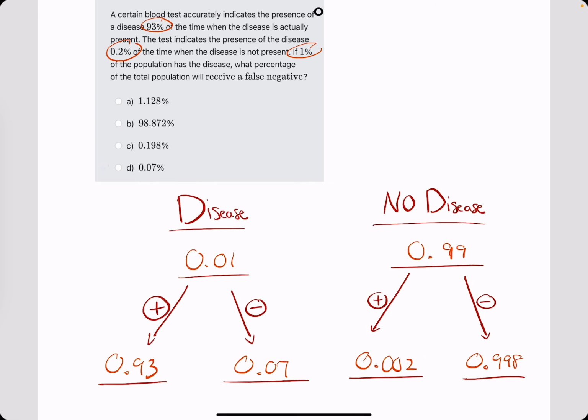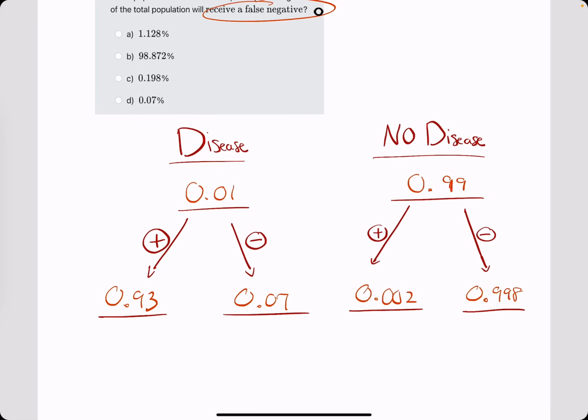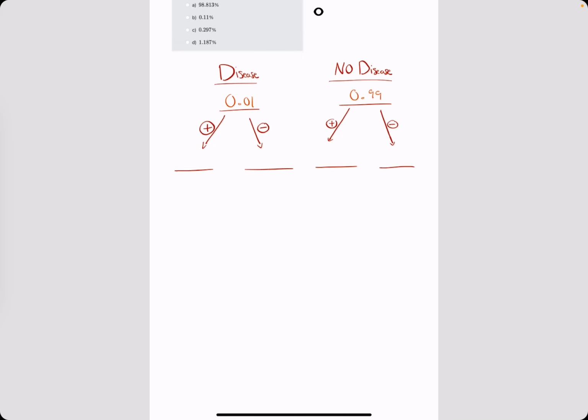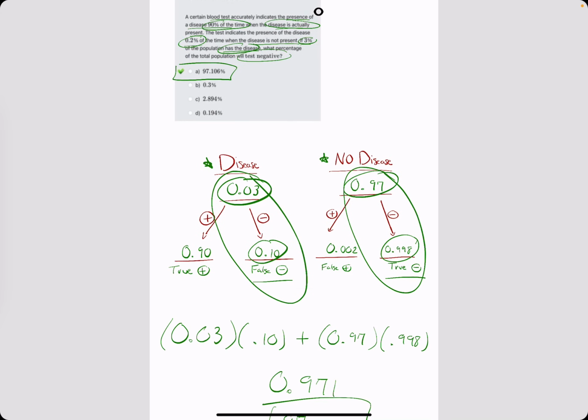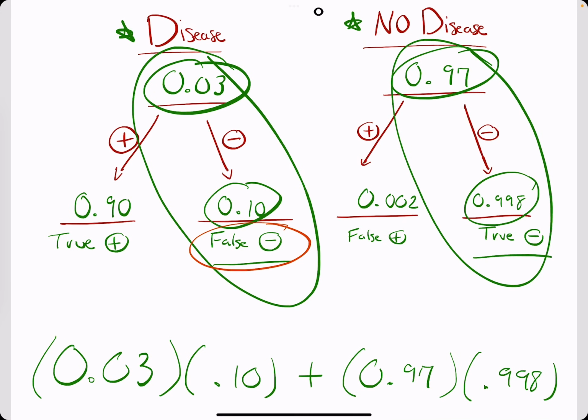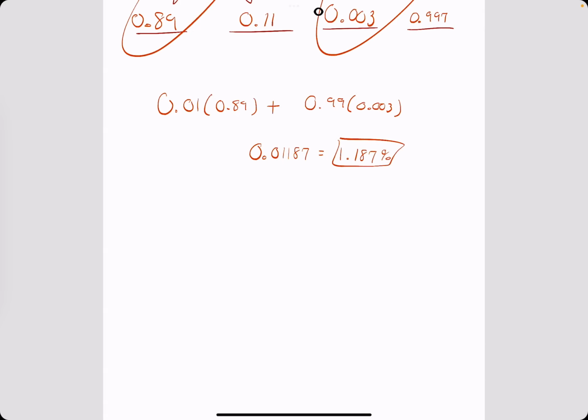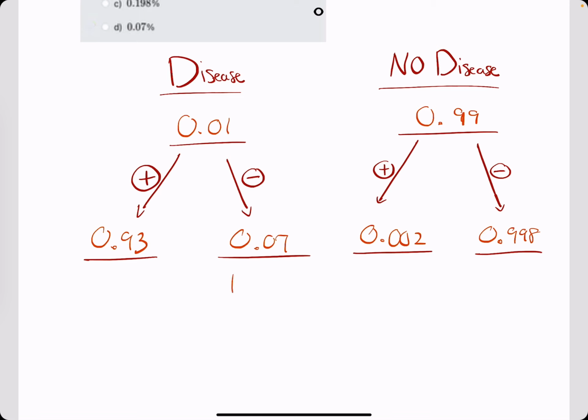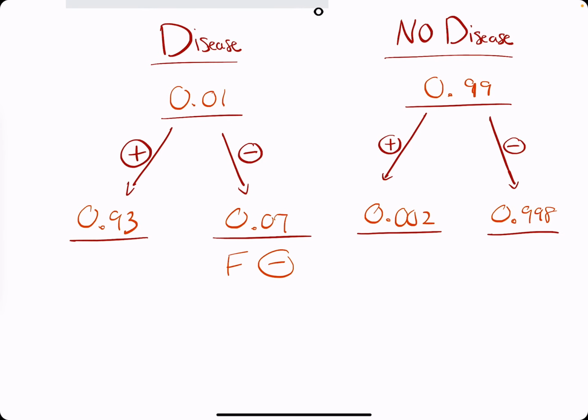What percentage of the total population will receive a false negative? So we have to think about which one of these is a false negative. I went ahead and labeled them in the very first video. So the false negative lies in the second spot here. This is the false negative because it's the category that has the disease, but they're going to test negatively, and so that's a false negative. So we just want to follow this path here.